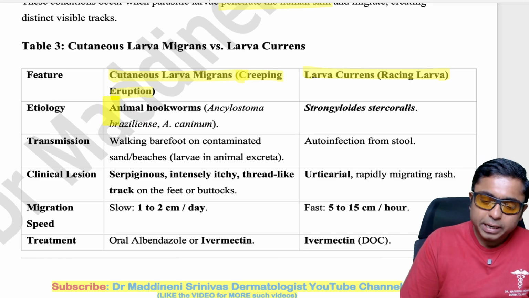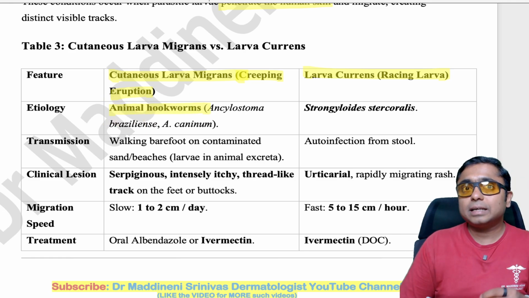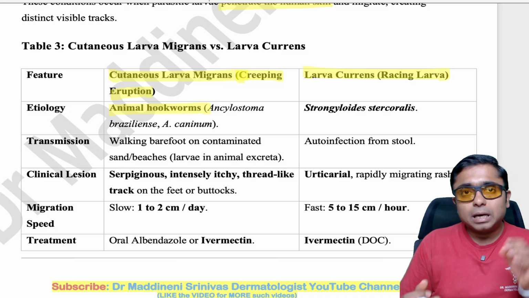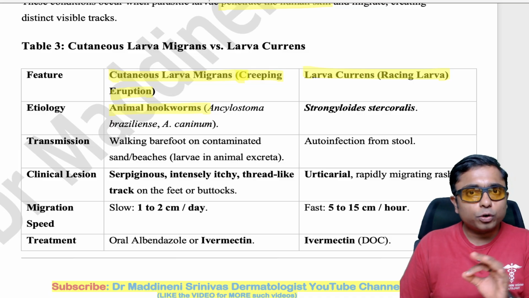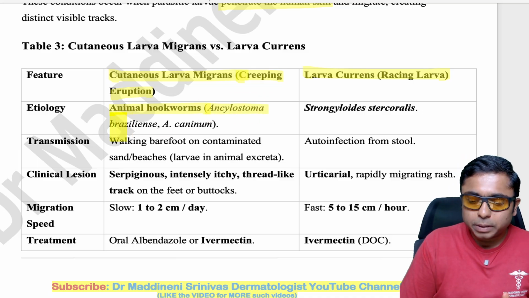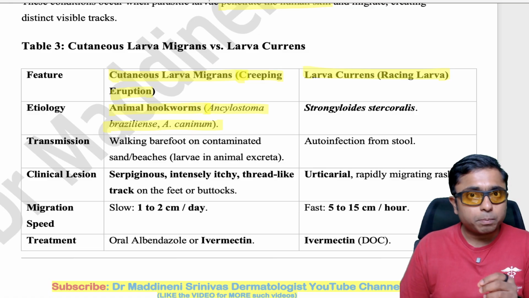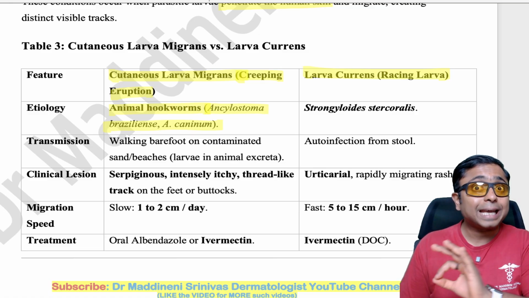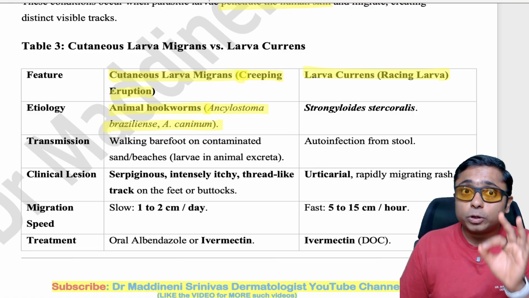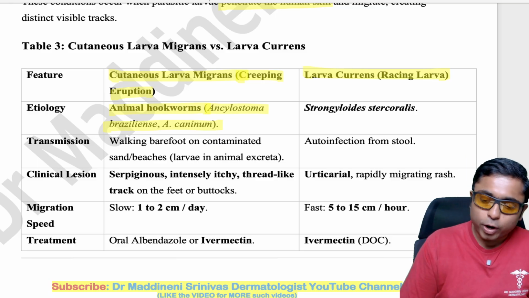So cutaneous larva migrans, the etiological factor is the animal hookworm. Remember, the human hookworm is not going to produce this condition. Ancylostoma braziliense and Ancylostoma caninum are important for you to remember. Ancylostoma duodenale cannot, I repeat, cannot produce cutaneous larva migrans. Very important point to remember.